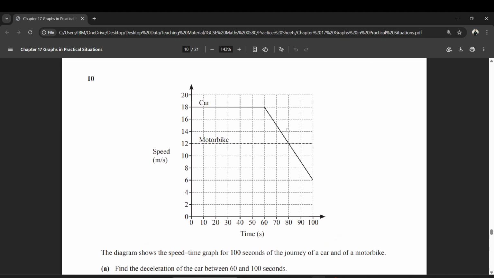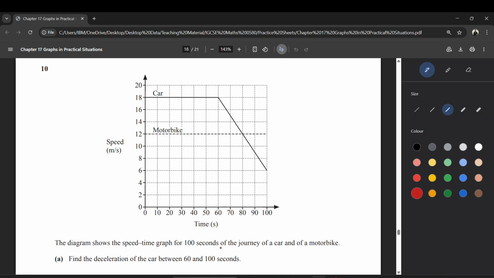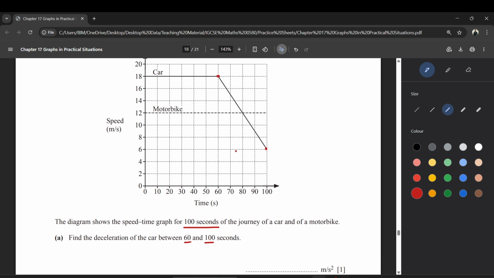Question number 10: the diagram shows the speed time graph for 100 seconds of the journey of a car and a motorbike. Find the deceleration of the car between 60 and 100 seconds. So from this point, that is 60 seconds, to this point, that is 100 seconds. So we need to calculate the deceleration.